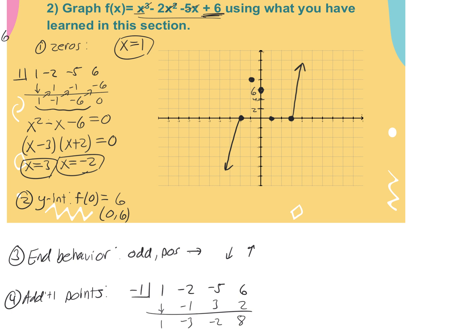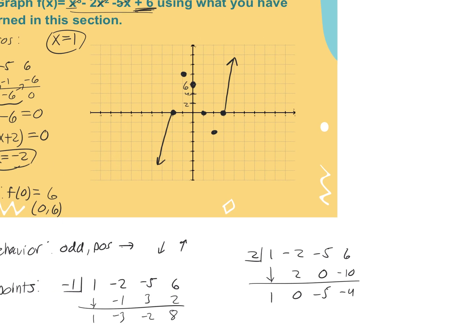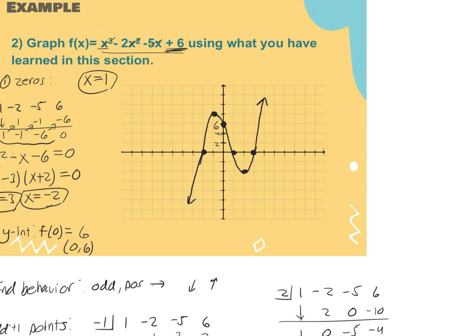Maybe I want to know what happens between 1 and 3. So let's try positive 2. So 1, negative 2, negative 5, and 6. Just to get a rough idea of what our graph is going to look like. So negative 4, right? It's going to end up right there. And I think that's enough points to graph our polynomial function, right? It's going to maybe look something like that. So that's a good idea of our graph.